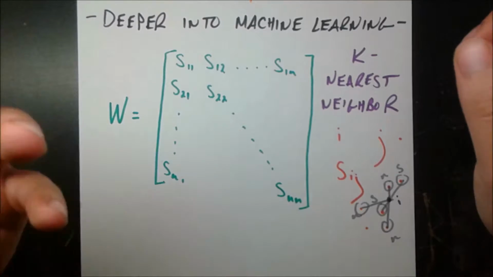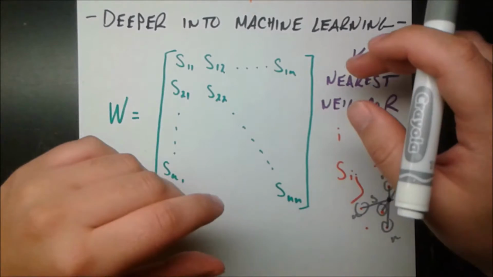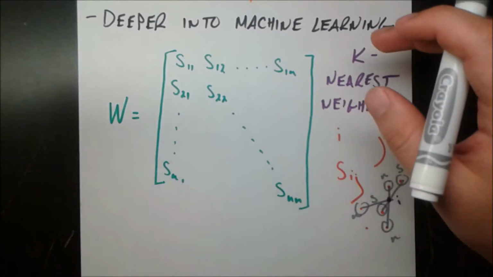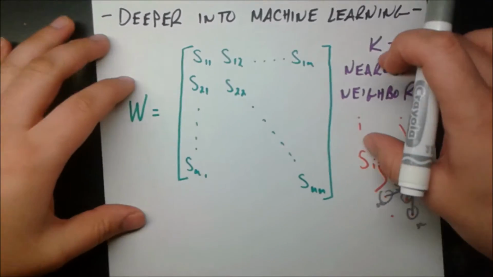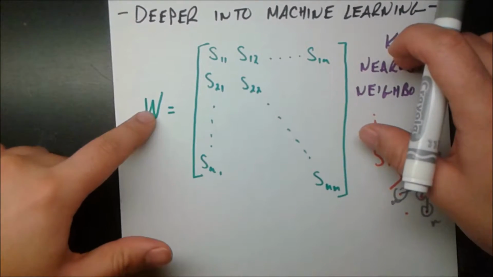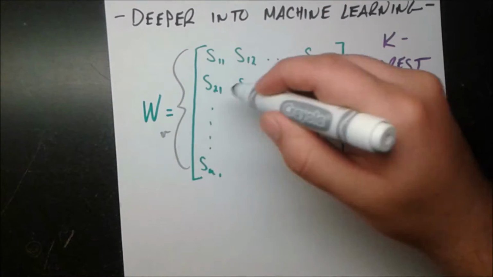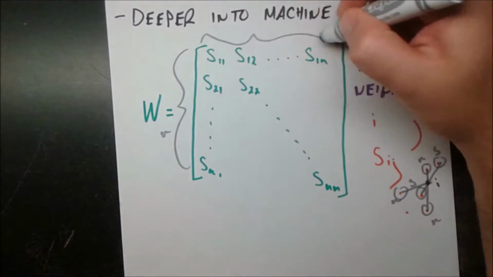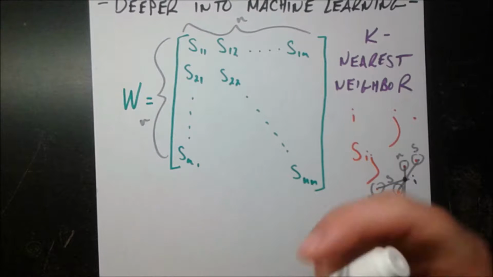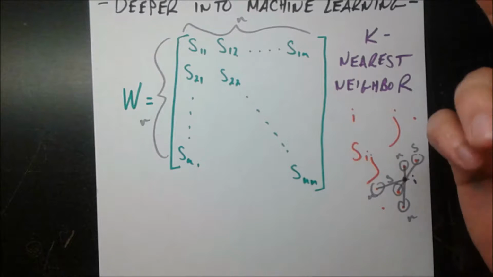I'll let you know the exact value of k we use a little bit later in the video, but right now let's see how we construct these similarity measures. This W is called a similarity matrix. It's an n by n matrix, so n is the height and n is the width. And n can be everyone in the sample, or it can be a subsample of the people.